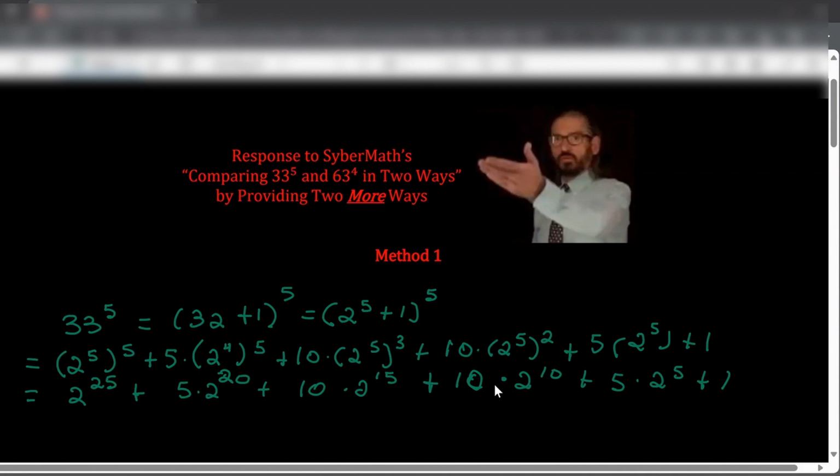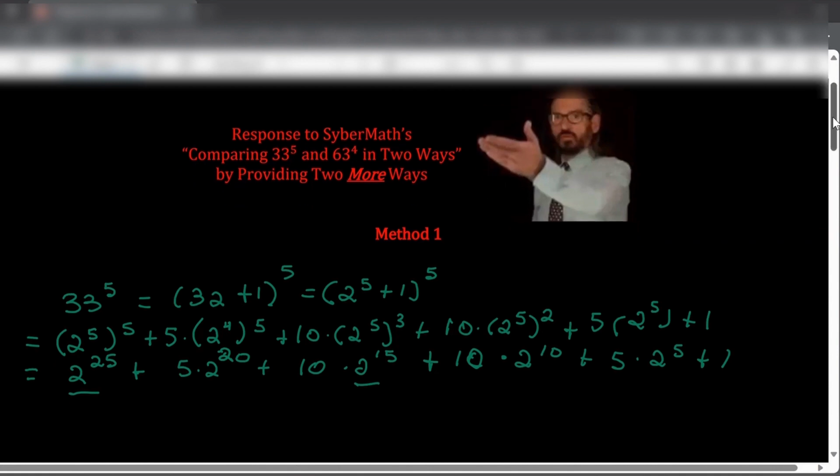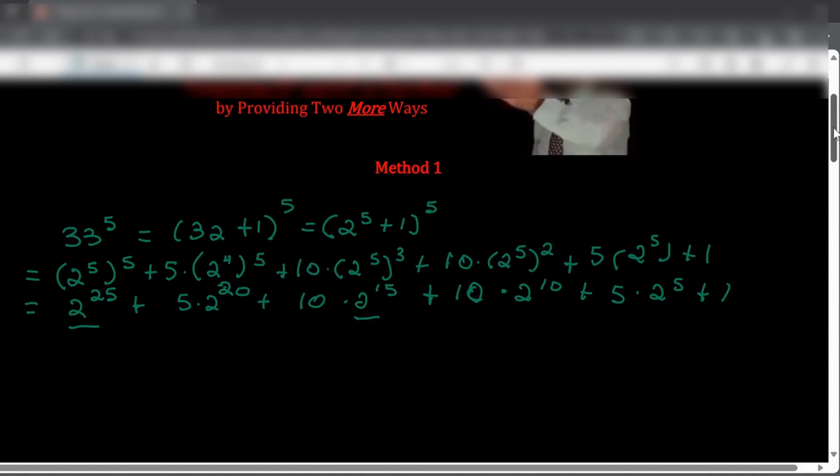I want you to pay attention to the 2 to the 25th there and the 2 to the 15th. It's going to be involved in a comparison shortly. Do something similar for 63 to the 4th. Express 63 as 64 minus 1, and 64 is 2 to the 6th.